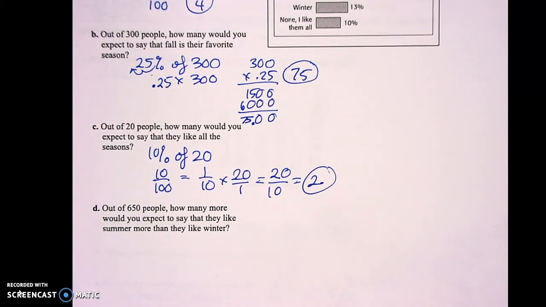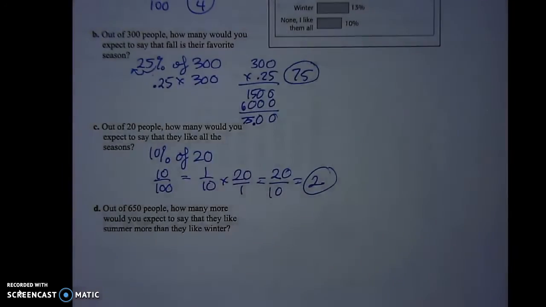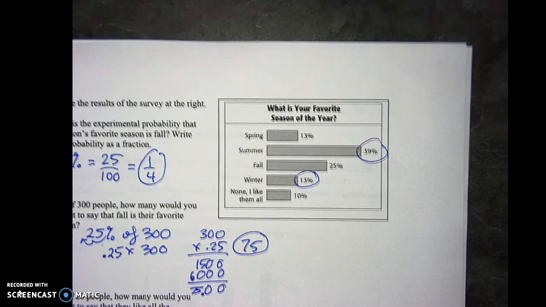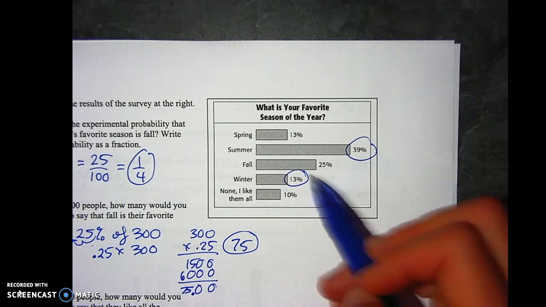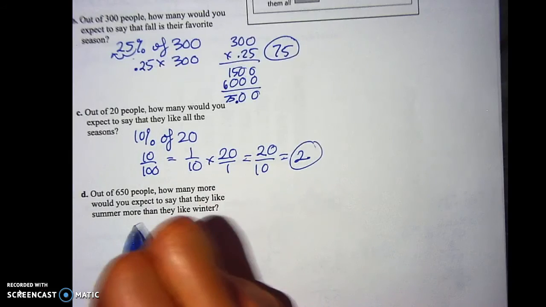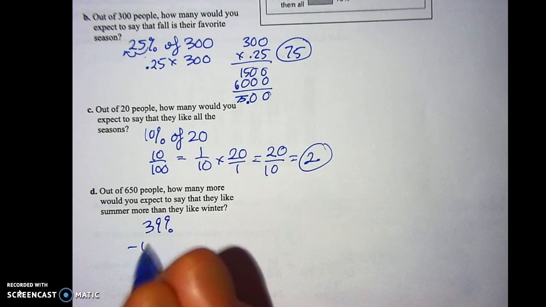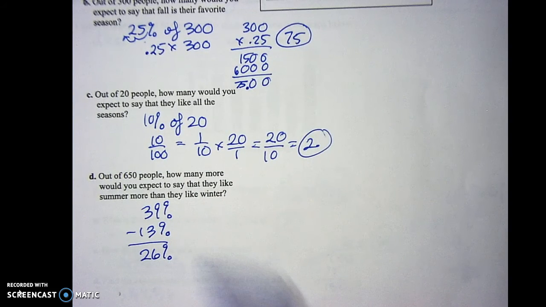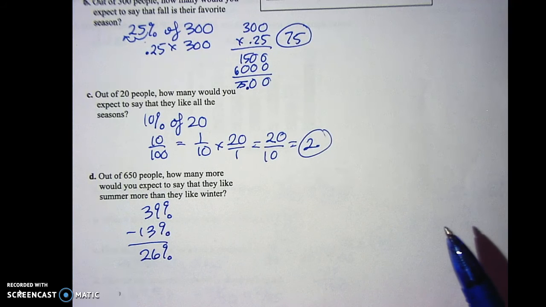Out of 650 people, how many more would you expect to say that they like summer more than they like winter? So we have a comparison. 39% of people like summer and 13% like winter. So I'm going to just subtract these two to compare, because I can say right away that 26% more people prefer summer. So 39% minus 13% is first giving me 26%. So we're really trying to find what is 26% of 650 people.